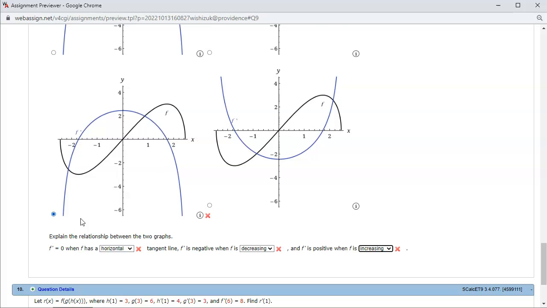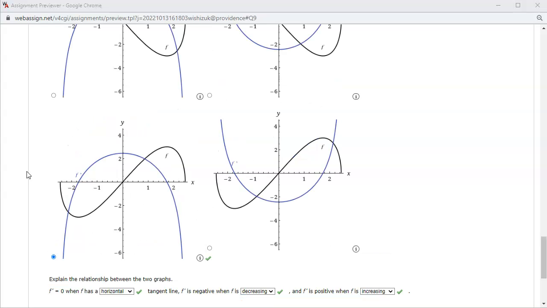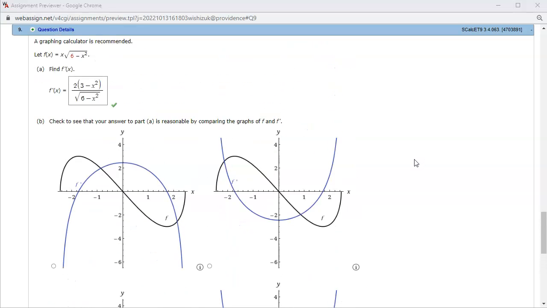Alright, let's check the answer. It came back, and it looks like we have the correct graph, and we got all of these correctly. Alright, that's it. I hope that this was clear.